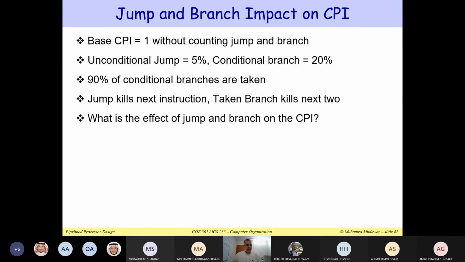Remember that the branch is executed in the third stage of the pipeline. And by the time we know the outcome of the branch, we have already fetched the next 2 instructions, and these have to be converted into bubbles in the pipeline. So it says, what is the effect of the jump and the branch on the CPI? This is the question. So how do we deal with this problem?